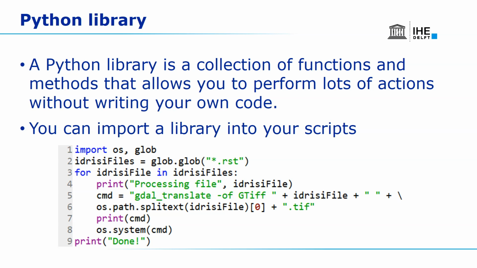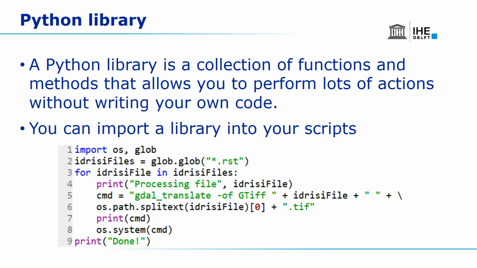and then we have os.path.splitext of Idrisi file. That function splits the file name from the extension. And it is a list. So if we use 0, it is the part before the dot, and if we use 1, it is the extension. But here we want to change the extension, so therefore we use the part before the dot of the file name and we add the string .tiff.